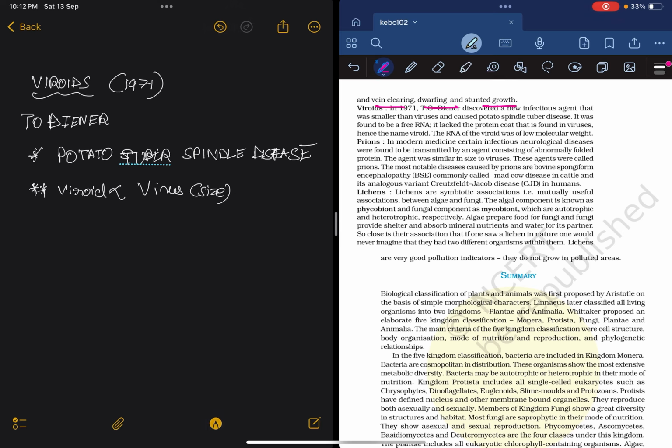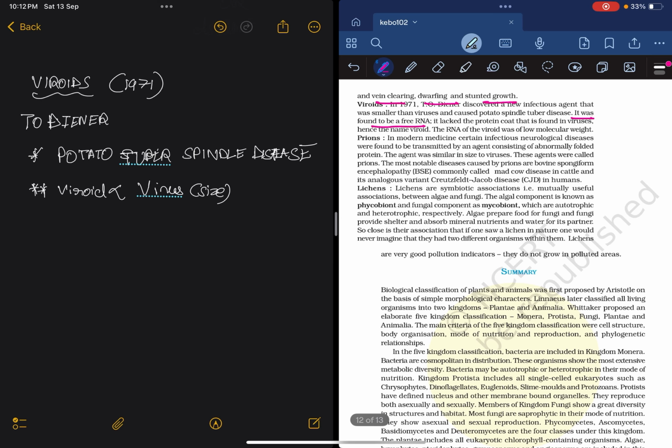It was found to be free RNA. It lacked a protein coat. This can be asked as a differentiation, the difference between a virus and a viroid. It contains free RNA and lacks a protein coat. It is smaller than viruses. The RNA of a viroid is of low molecular weight. This is also an important point.